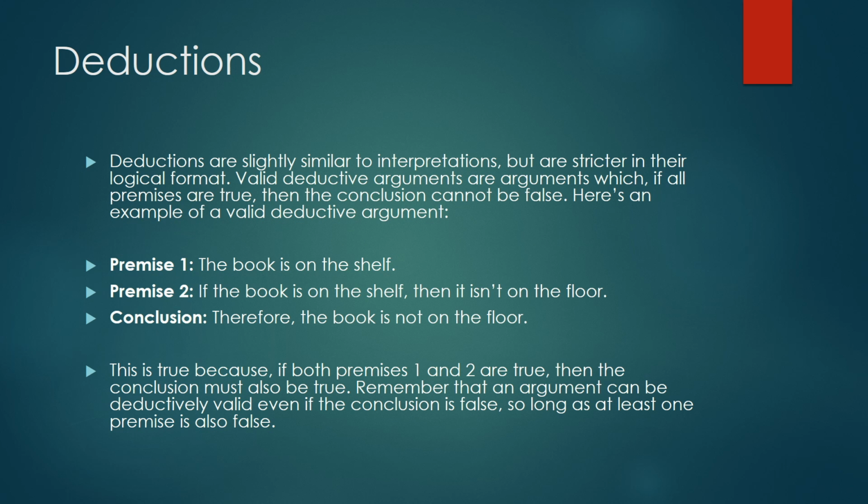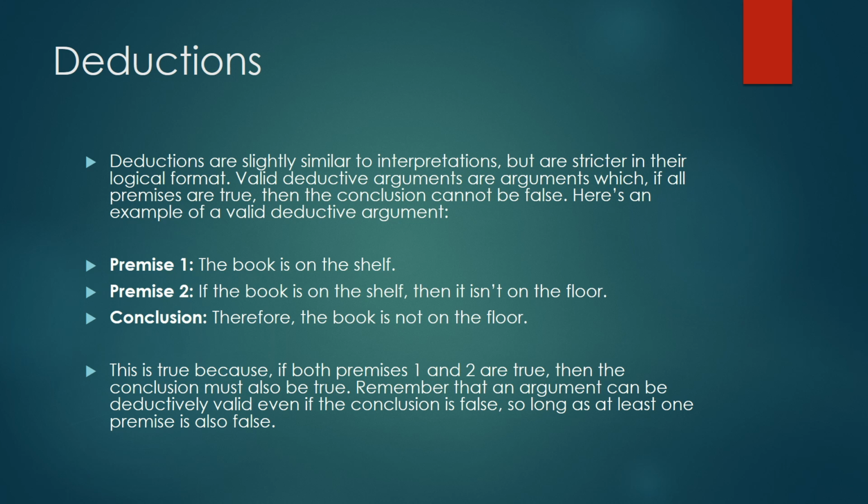Now let's talk about deductions. Deductions are slightly similar to interpretations, but are stricter in their logical format. Valid deductive arguments are arguments which, if all of the premises are true, then the conclusion cannot be false. Here's an example of a valid deductive argument.